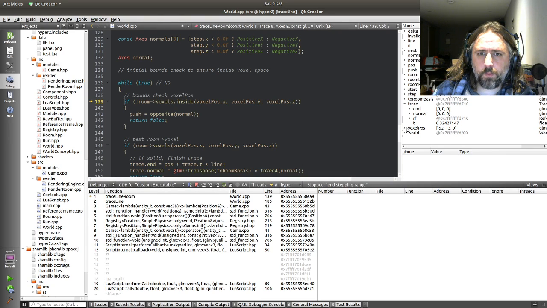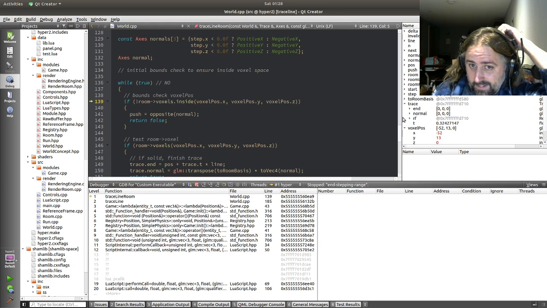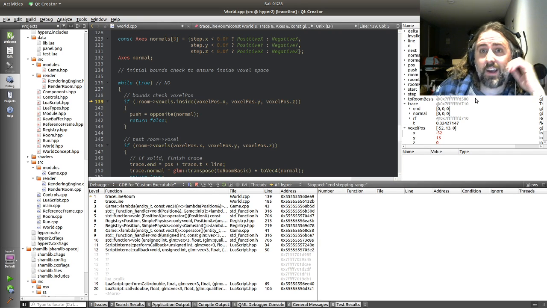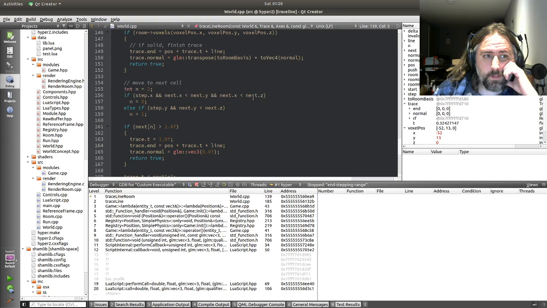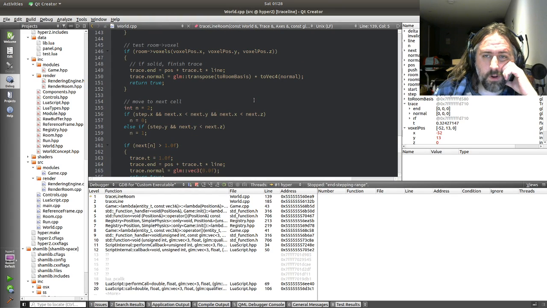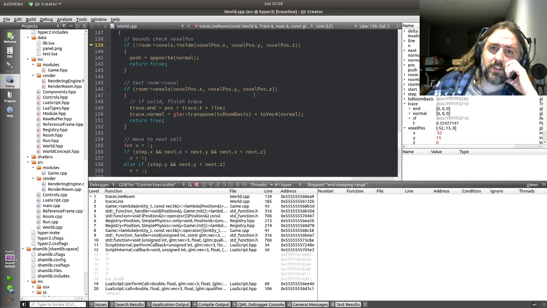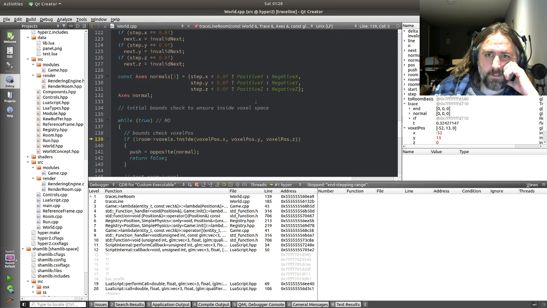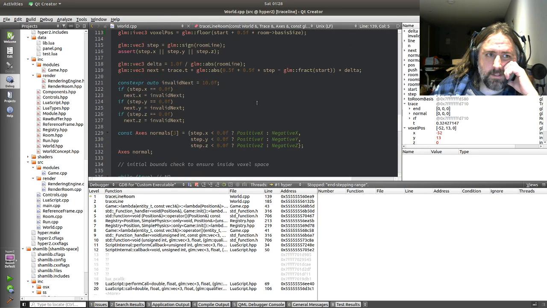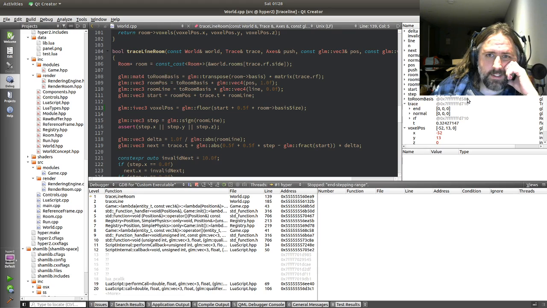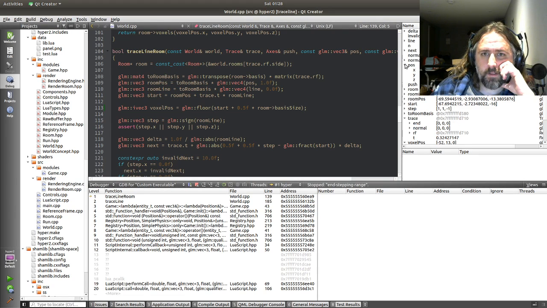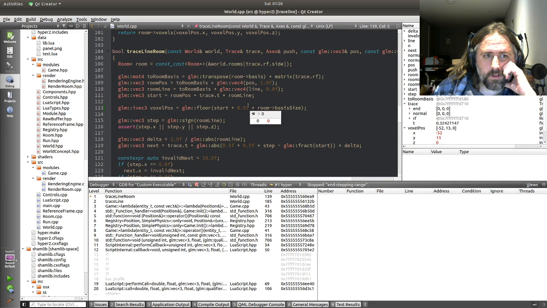What's the voxel pause? Oh, the voxel pause is negative 52. How did that happen? That's wrong. Why would that be negative 52? That's fairly silly. Oh.